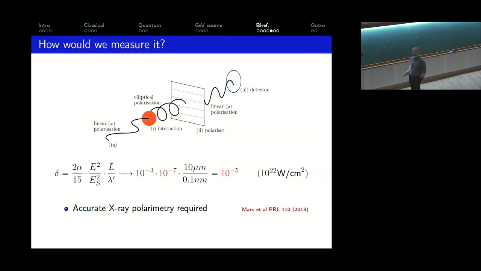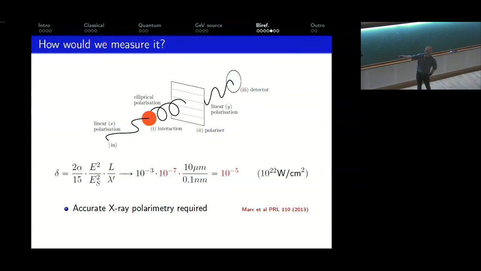As an estimate for how small or how large this ellipticity is, okay, here's our expression again. First factor, 2 alpha over 15, that's about 10 to the minus 3. Electric field strengths at upcoming laser facilities, optimistically 10 to the minus 3 of the Schwinger field, maybe a bit less. So let's say that factor is 10 to the minus 7. The interaction volume, or length, roughly the Rayleigh length of your laser pulse, 10 microns. And lambda prime, the wavelength of the X-ray probe, roughly 0.1 nanometers for X-rays. Put it all together, 10 to the minus 5.